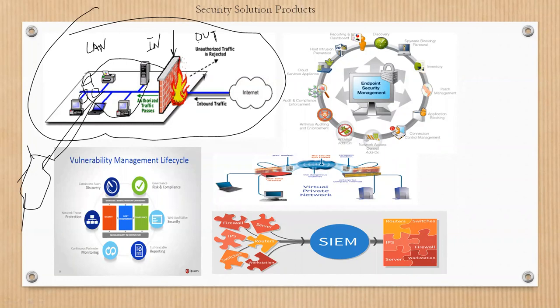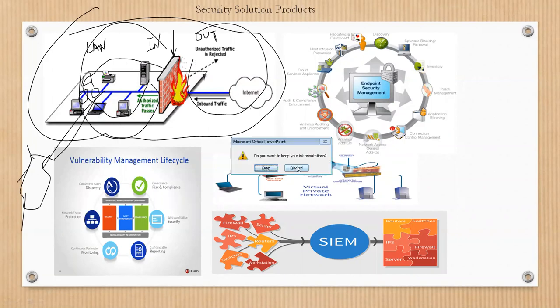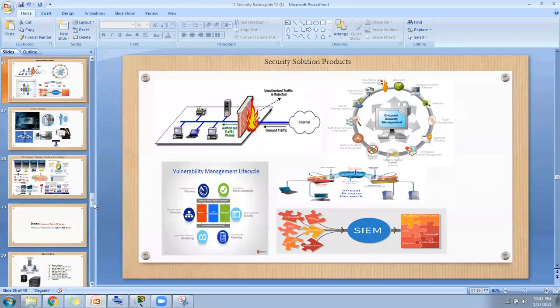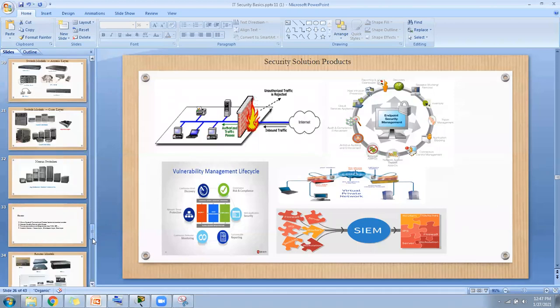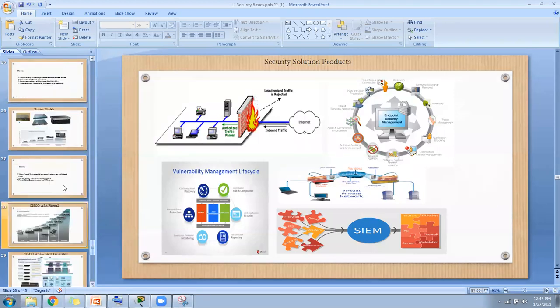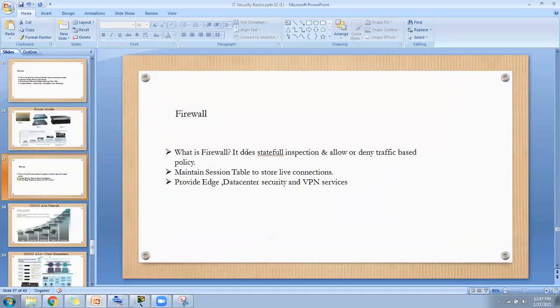So inside and outside. Inside means more security. Outside means it is not secure. This is how the firewall will be placed. If you remember this one, let me quickly show you where the firewall is. Yeah, there we go. So what is a firewall? It does stateful inspection and allows or denies traffic based on the policy.